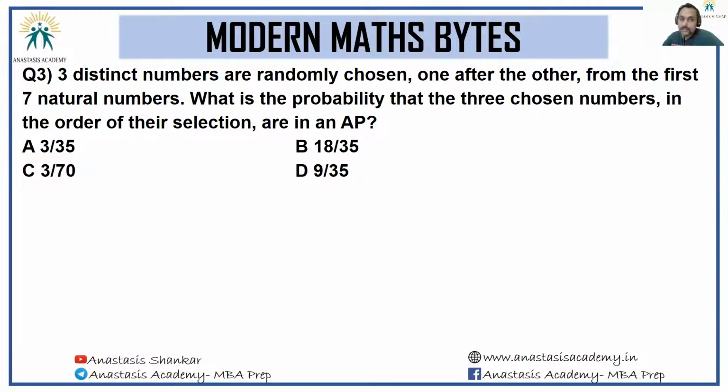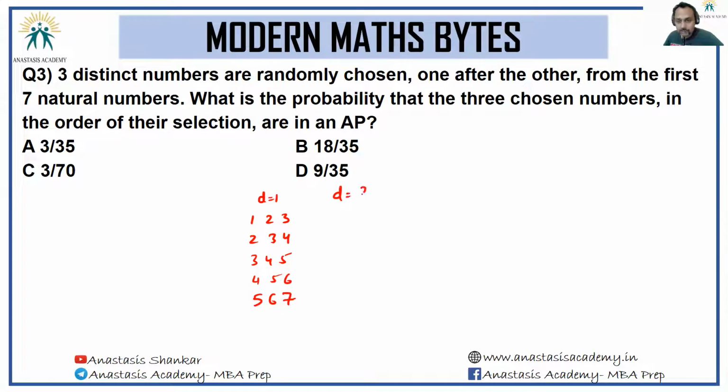Next, 3 distinct numbers are randomly chosen one after the other from the first 7 natural numbers. What is the probability that the 3 chosen numbers in the order of selection are in an AP? Okay. First, let's list out what possible APs are there. APs with common difference of 1 will go 1, 2, 3, 2, 3, 4, and 3, 4, 5, and 4, 5, 6, and 5, 6, 7.